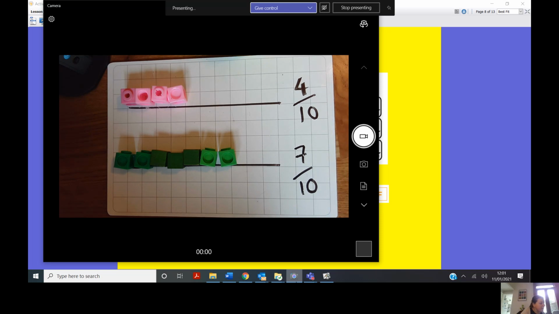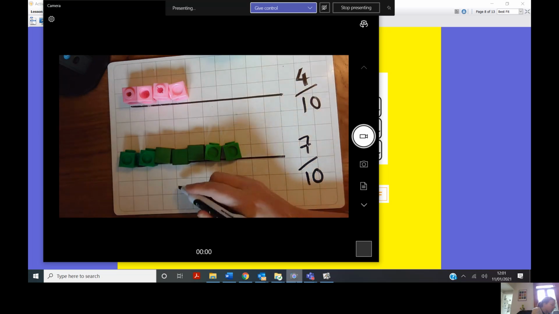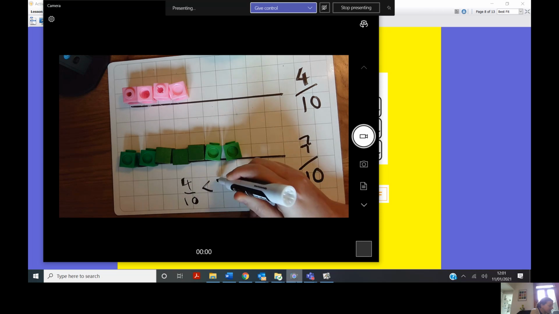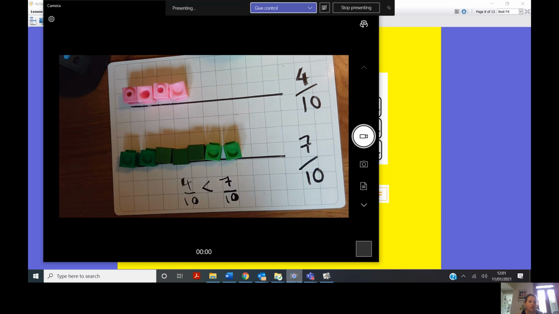So if we were to write it as our fraction sentence using our crocodile, 4/10 is less than 7/10. We can also revise it as a greater than sentence. So 7/10 is greater than 4/10. You can see how this representation could show either one of these statements. Let's look at a few more examples.